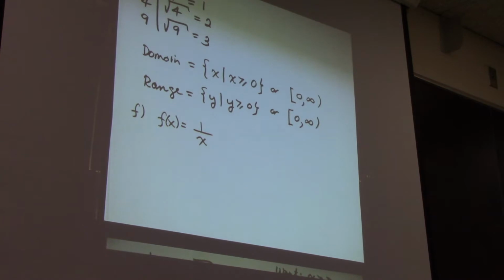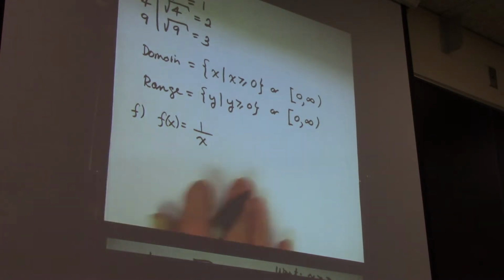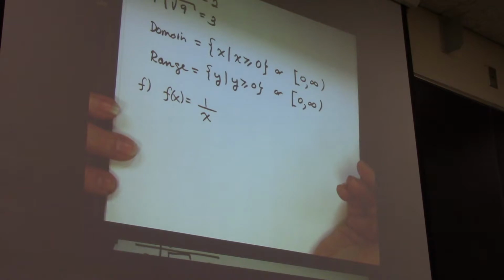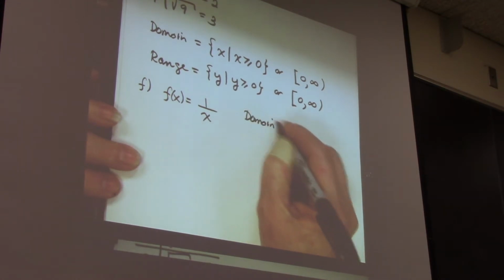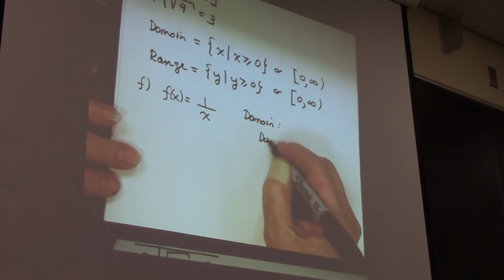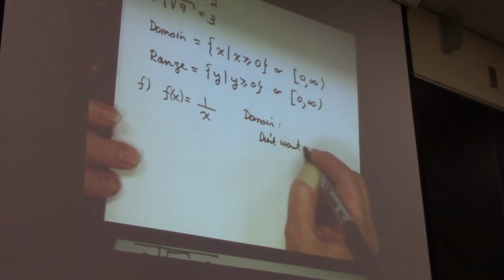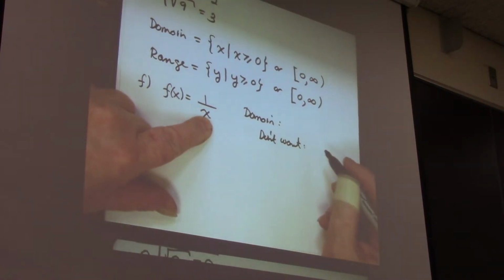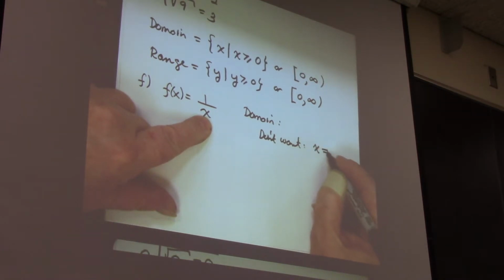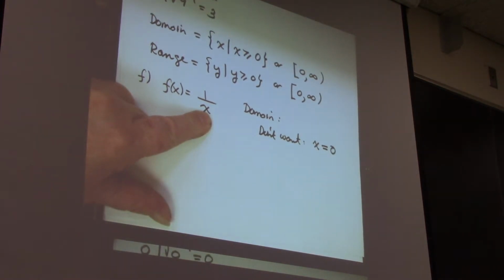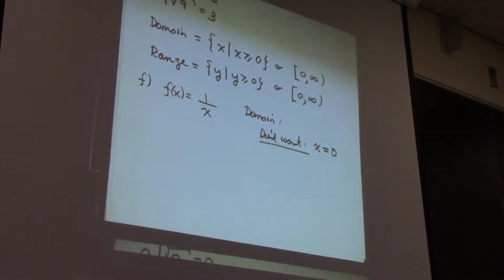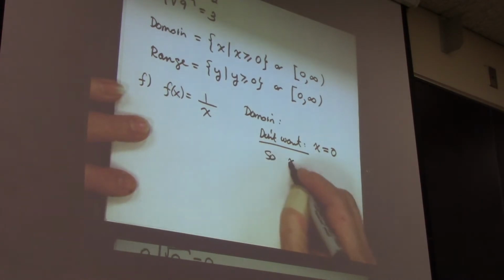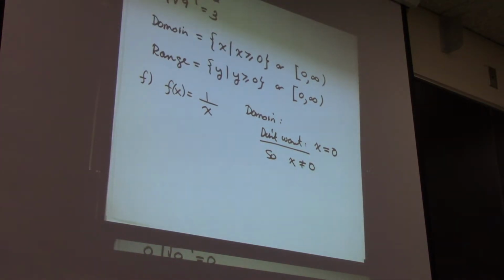Okay, so f of x equals 1 over x. Now, are there any domain issues with this one? What do we have to worry about with the domain? Yeah, there is an x in the denominator, and we don't want the denominator to equal 0. The only denominator is just x by itself, so in other words, x cannot equal 0.